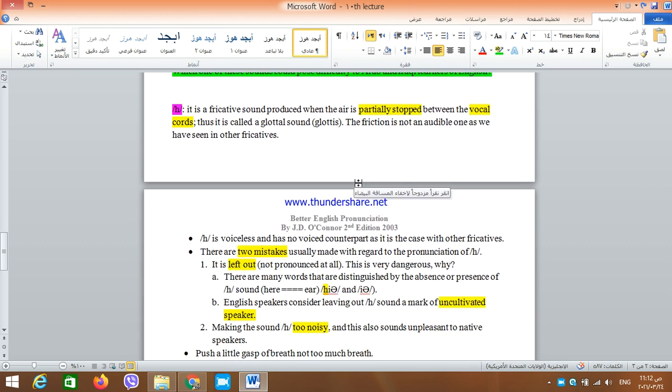The last fricative sound is the "ha" sound. It is a fricative sound produced when the air is partially stopped between the vocal cords. Thus it is called a glottal sound, صوت حنجري, let me say. The friction is not as audible as the one we have with other fricatives. The sound is made inside the glottis, and the friction is there again inside the glottis between the vocal cords.